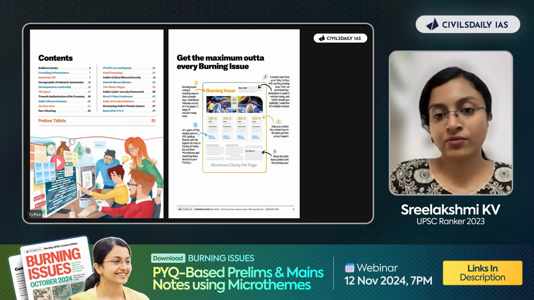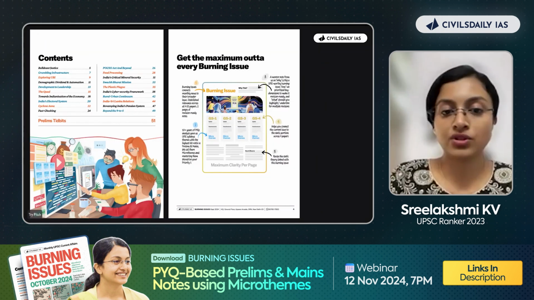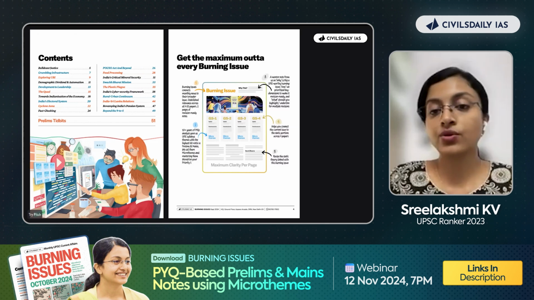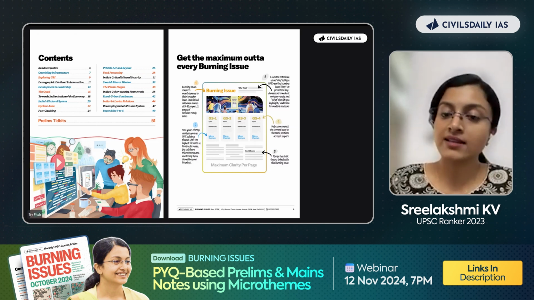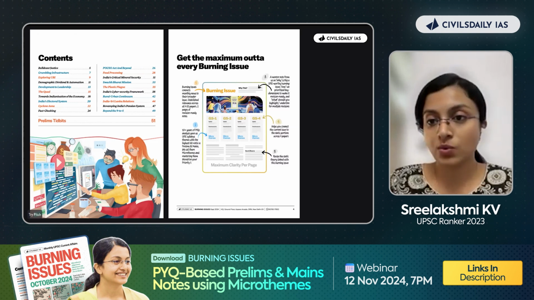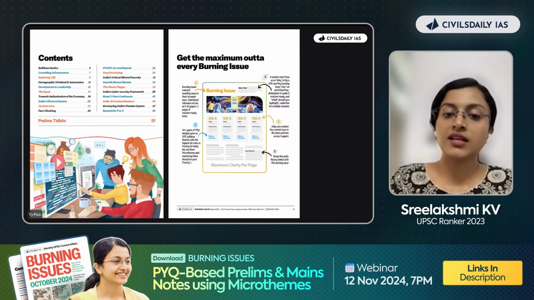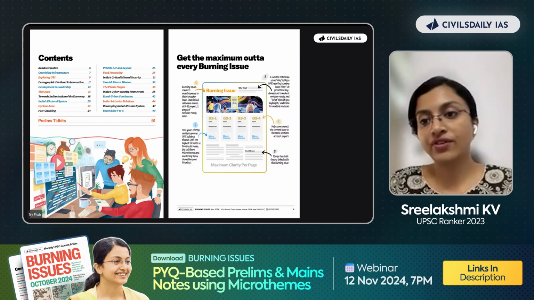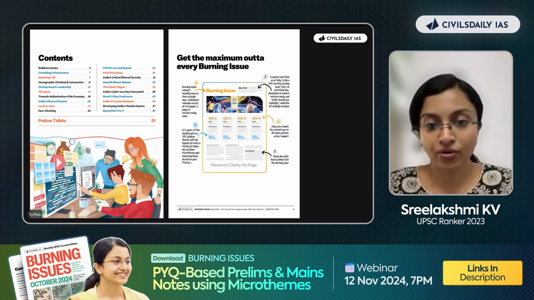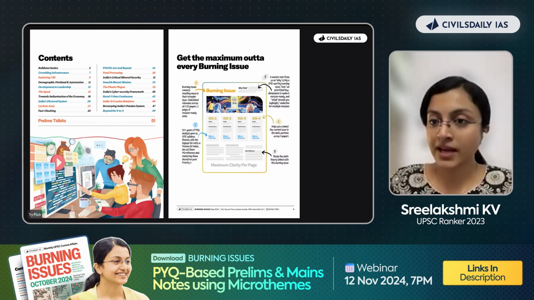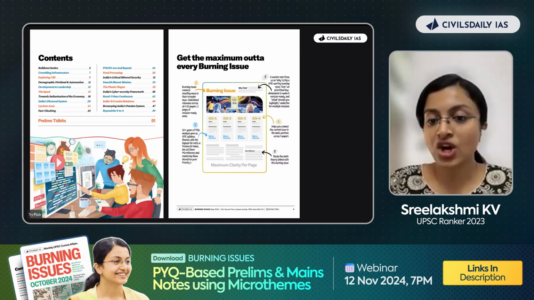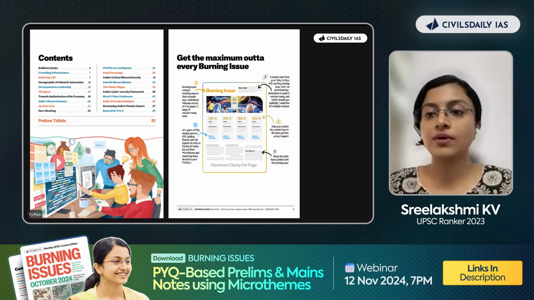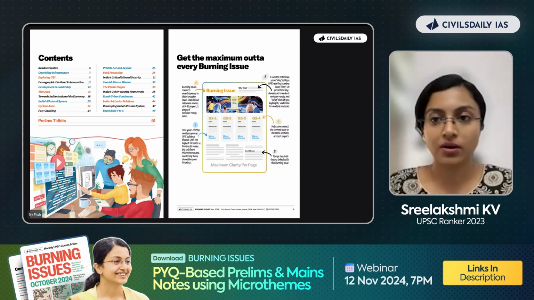Here you can see on the leftmost corner, there's a burning issue. It actually shows you what the issue is. In the right-hand corner, you can see the mentor note, which helps you understand why this particular issue is UPSC worthy, right? Then it connects that particular issue to different GS papers, GS 1, 2, 3, 4. It connects you to the micro themes. And in the end, you can see Back to Basics, which connects you to the static behind the current affairs, which I was talking about.